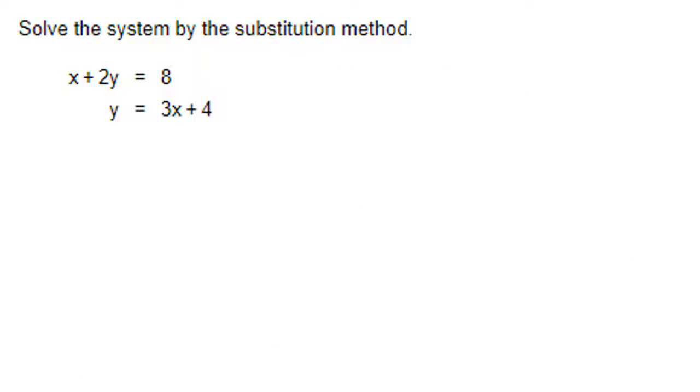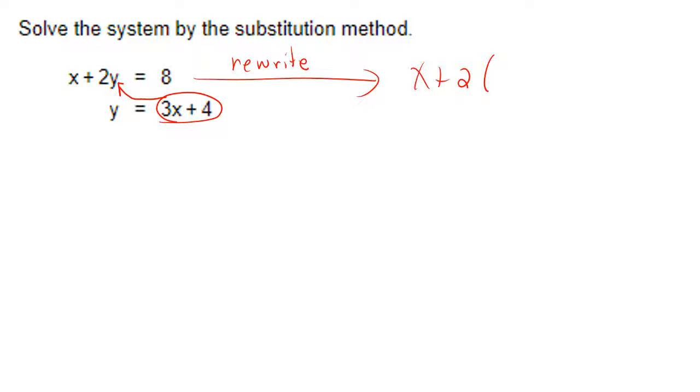Here's an example. Notice that the second equation is already solved for y. That means that y is equal to 3x plus 4, so I can just substitute 3x plus 4 in place of the y. When I do that, I can rewrite the first equation. Now I have x plus 2 and no longer y, but 3x plus 4 is equal to 8. Notice that the y has been replaced. Now I only have the letter x.